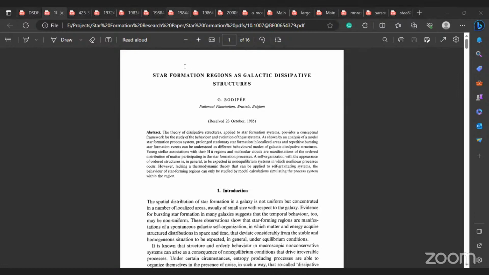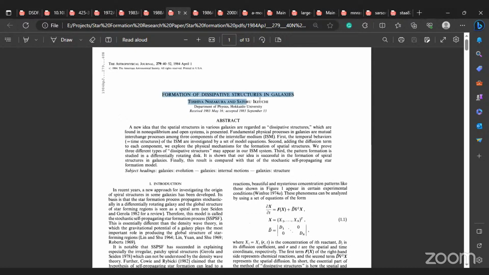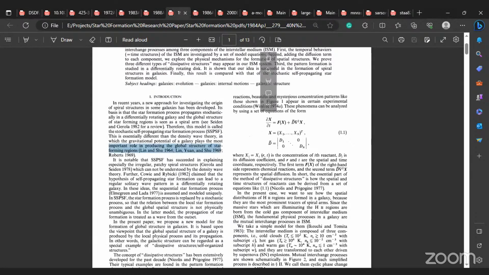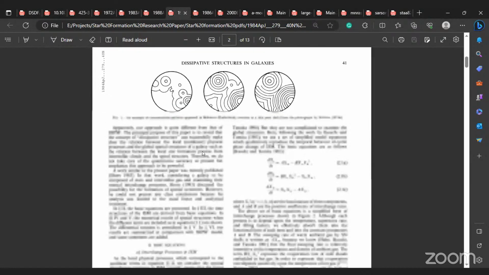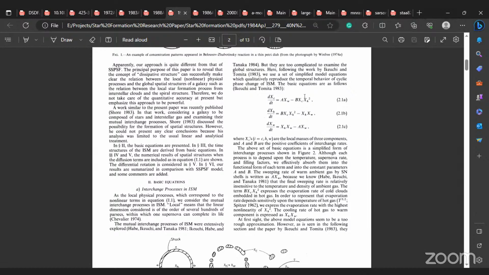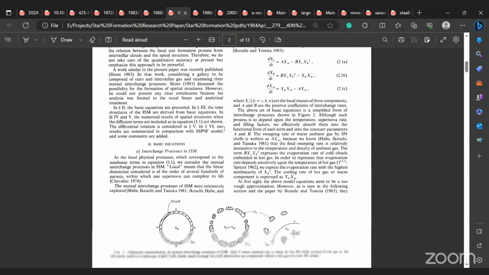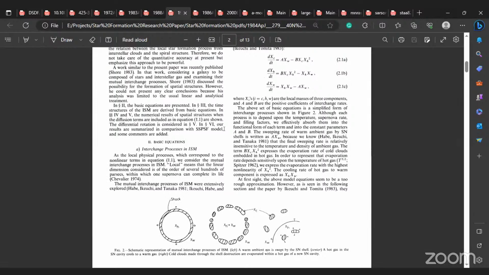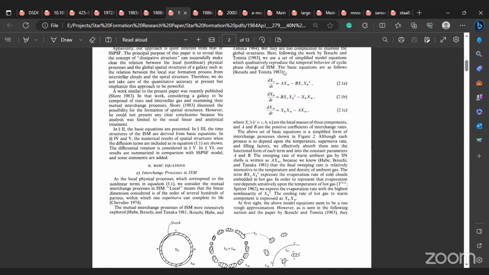Okay, sure. And yeah, this is the paper, Formation of Dissipative Structure in Galaxies. So everyone, please go through this paper. Because the terms that are there here, the BXC XH squared and XC XH squared, all of the terms that you have seen in that previous paper, this was actually the paper from where the major motivation was taken. So go through this paper and I hope all of your doubts would be clear.